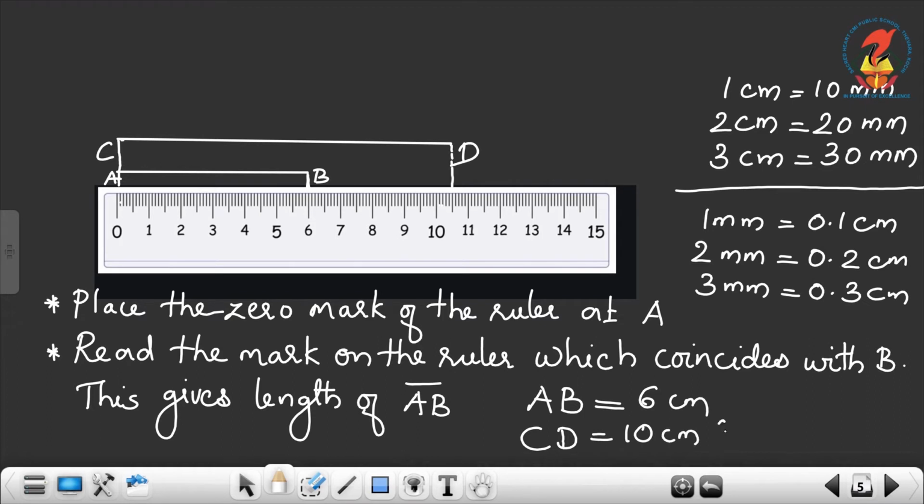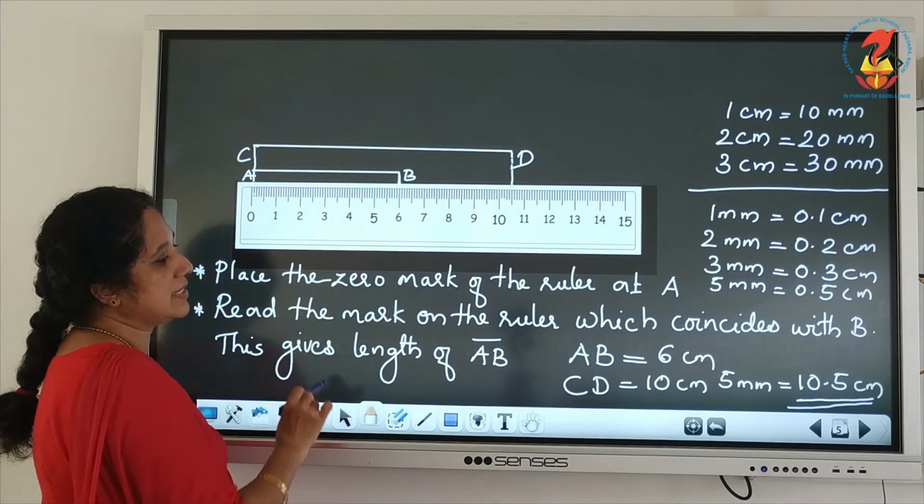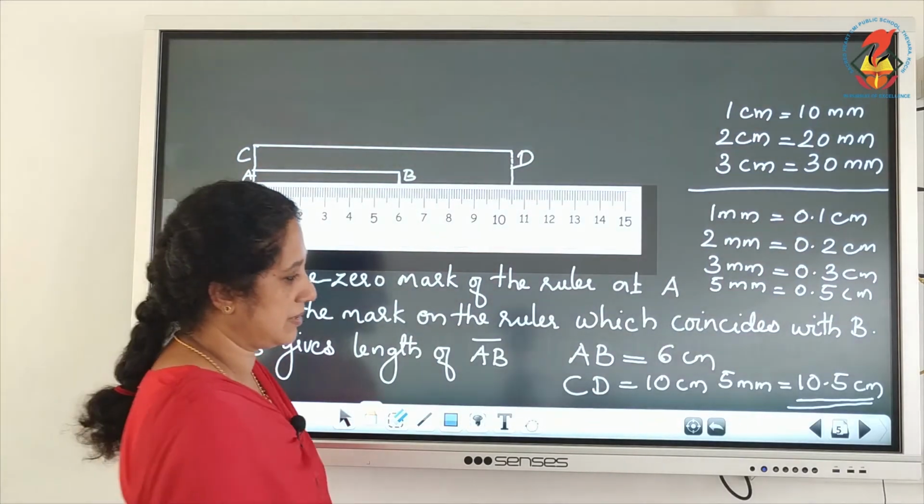So 10 centimeter, 5 millimeter. We can say that the length of CD is 10 centimeter, 5 millimeter. Instead of writing in that way, we can write the length of CD as 10.5 centimeter. 5 millimeter is 0.5 centimeter, so 10 centimeter, 5 millimeter we can write as 10.5 centimeter. Therefore, the length of the line segment CD is 10.5 centimeter.